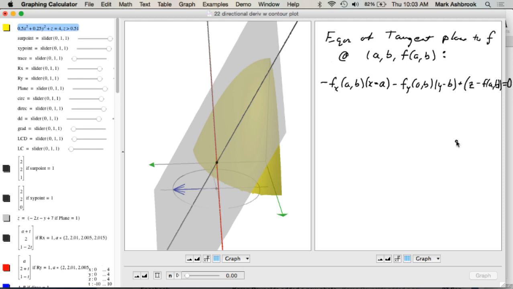Does that agree with what we found? I'm plugging in the generic normal vector: the opposite of partial with respect to x, the opposite of partial with respect to y, and 1, right? There's a 1 there. That's our normal vector to the surface at the point (a, b) and then the function value, the z value at (a, b). That would be 0.